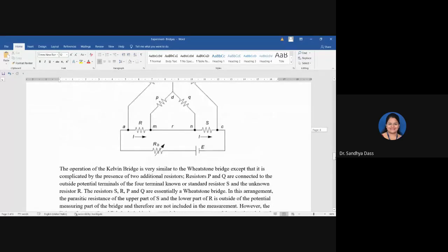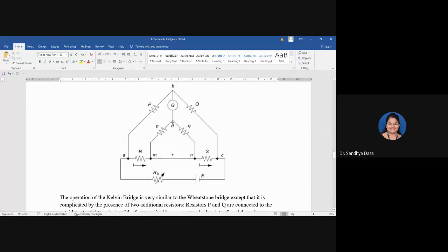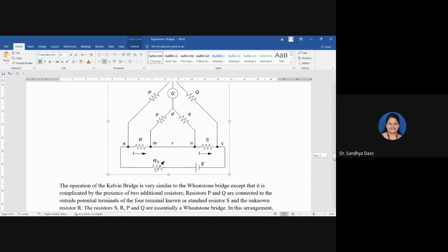And the Kelvin bridge looks something like this. It's a slight modification of the same Wheatstone bridge. The only difference is that small p and small q are the extra arms. Capital P, capital R, capital Q and capital S form the basic Wheatstone bridge, whereas small p and small q are the extra arms. And if you observe, there is one more connection here, small r, which is a simple lead, which increases the accuracy of this bridge.